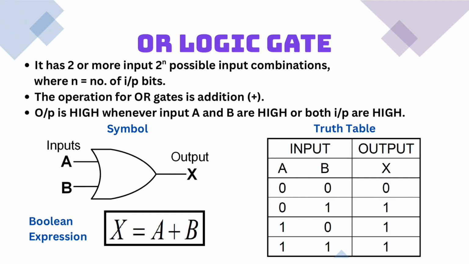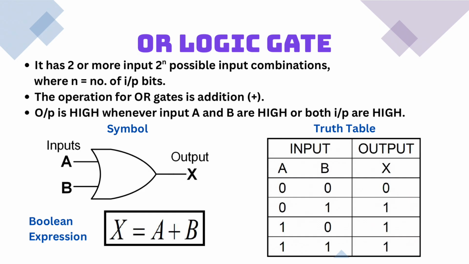When both inputs A and B are 0, the output X will be 0. When input A is 0 and input B is 1, the output X will be 1. When input A is 1 and input B is 0, the output X will be 1. And finally, when both inputs are 1, the output X will be 1.